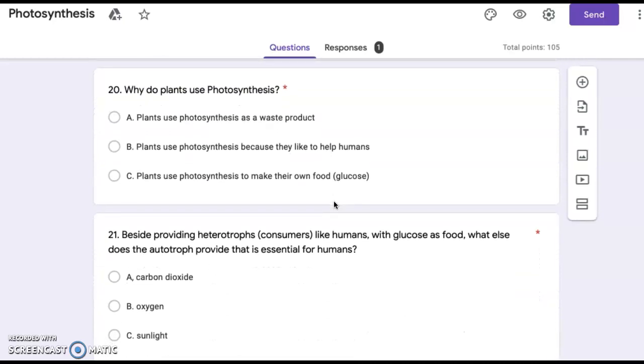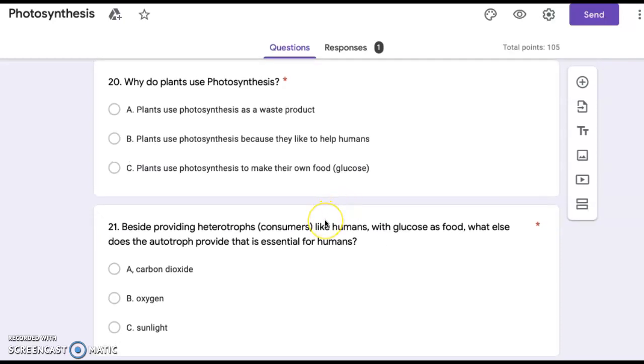Number 20. Why do plants use photosynthesis? A. Plants use photosynthesis as a waste product. B. Plants use photosynthesis because they like to help humans. C. Plants use photosynthesis to make their own food, glucose.